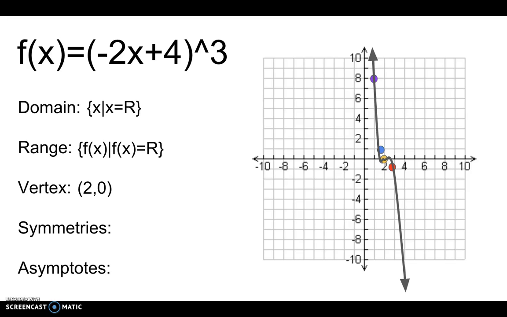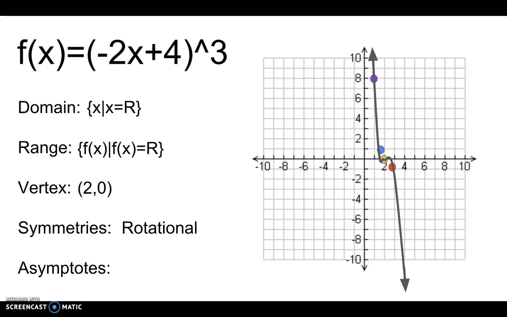Then our symmetries. In cubic functions, there isn't a line of symmetry or lines of symmetry. We just know that it can be rotated and it'll be symmetric to our original graph. So that means our only symmetry is rotational symmetry. So that's it. You just have to remember that and you're good to go.